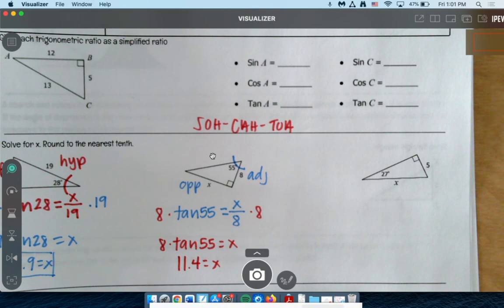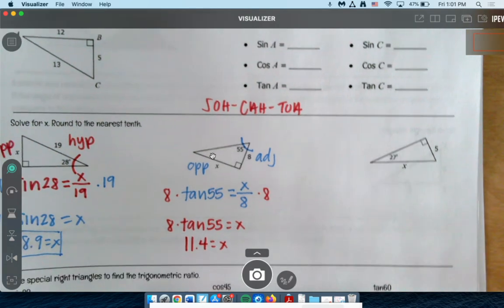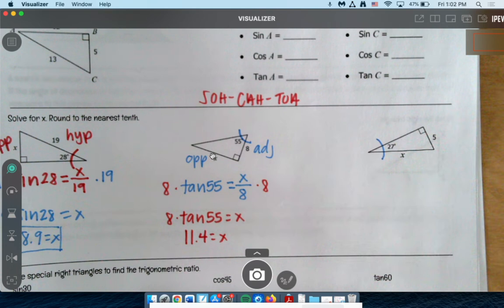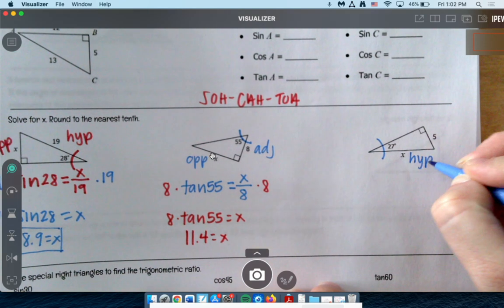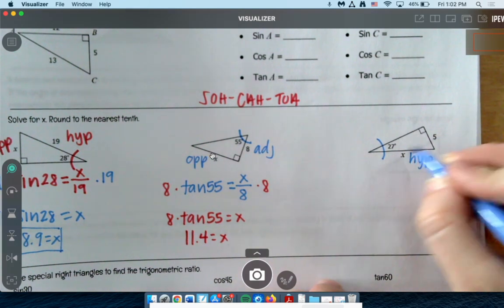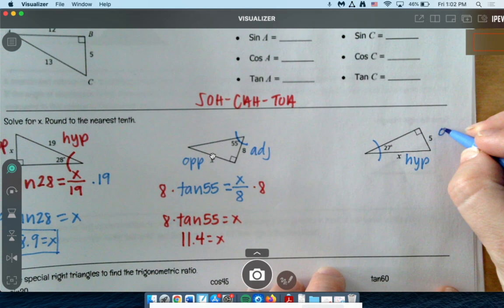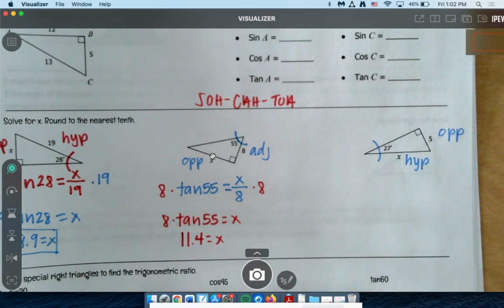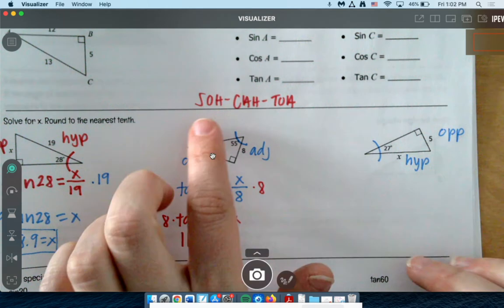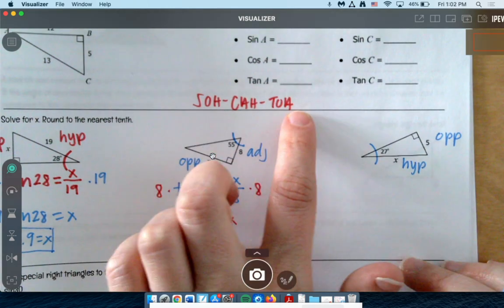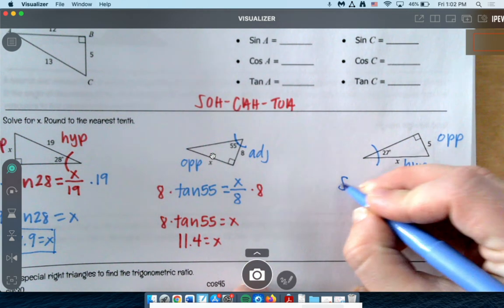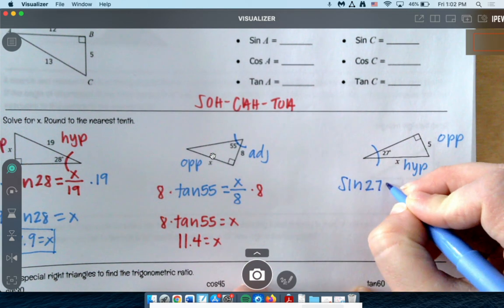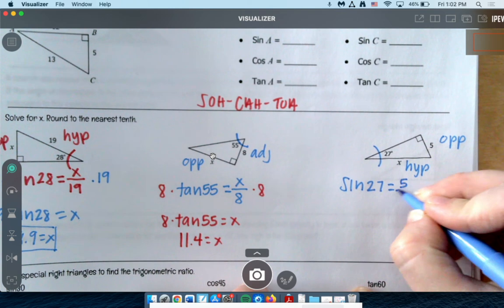Okay, so again, we start off by marking our angle, which is 27. Label our sides. X is across from that right angle, therefore it's our hypotenuse. And let's see here, 5 is across from our angle, so that's our opposite. So our opposite hypotenuse combo, what is that? OH would be our sine, right? So we're going to have sine of 27 equals our opposite 5 over hypotenuse of x.